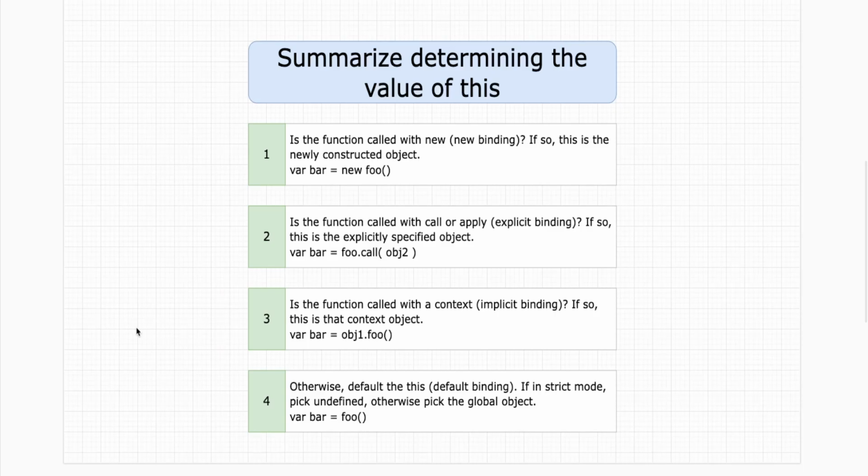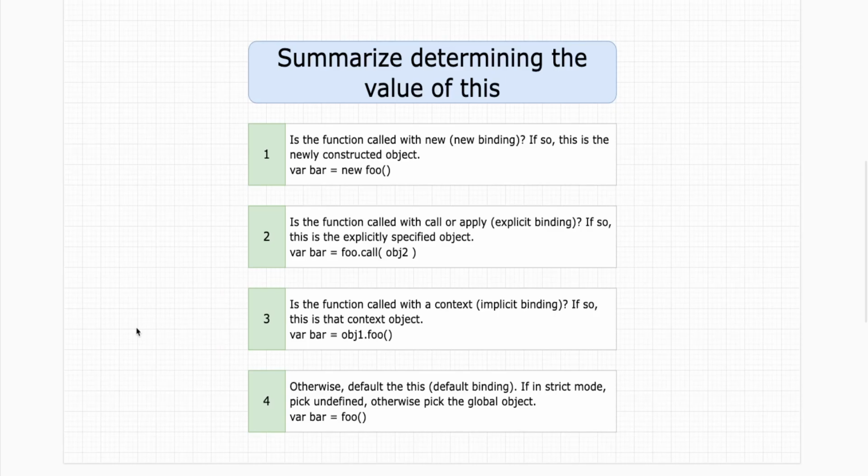Okay, now in the end, let's summarize whatever we have learned so far. If the function is called with the new binding, then the value of this is the newly constructed object. Now if the function is called with call or apply, which means the explicit binding, in that case the value of this is equal to the explicitly specified object. As simple as that. Now what happens if the function is called with a context, which means a containing or owning object? In that case, the value of this is equal to the containing or owning object.